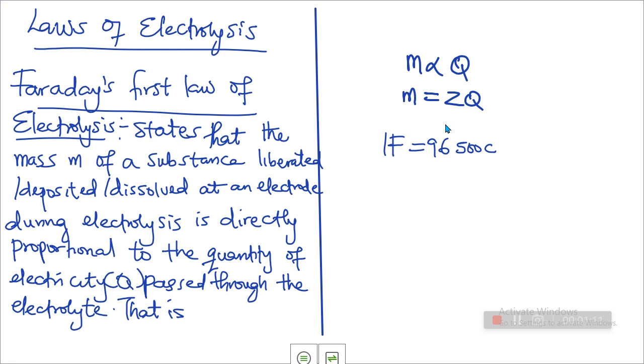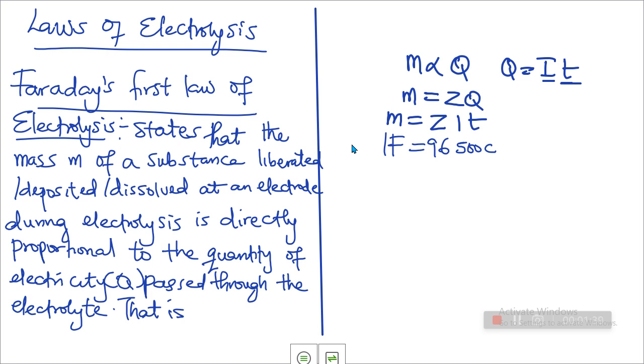Now what is the meaning of Q? Q is the quantity of charge, and Q is equal to I, that is the current, times the time. I hope you understand. So we can now say M is equal to Z I T. That's the formula for the mass in electrolysis. So that's the first law of electrolysis.